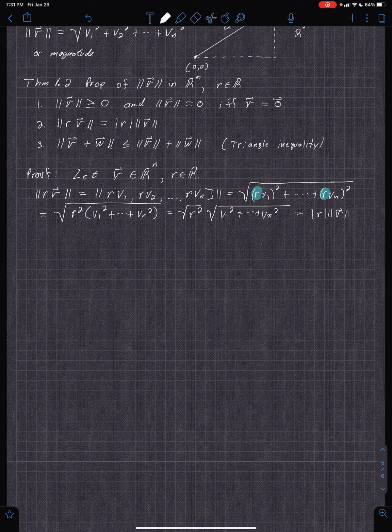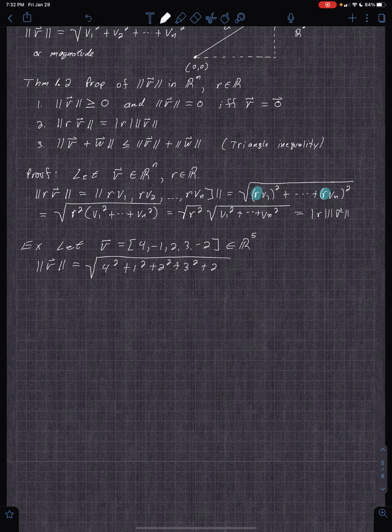Okay, so let's look at an example. Let v equal (4, -1, 2, 3, -2). What's the dimension there? 1, 2, 3, 4, 5. That's in R5. Let's just calculate the magnitude of v. This is just a warm-up type question. That's 4 squared plus 1 squared plus 2 squared plus 3 squared plus 2 squared, which is 16 plus 1 plus 4 plus 9 plus 4. That ends up being the square root of 34.